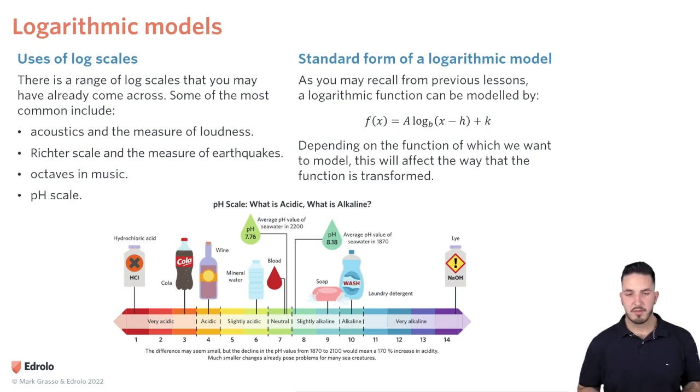The standard form of a logarithmic model, you may recall from previous lessons, a logarithmic function can be modeled by f of x equals a log base b of x minus h, plus k. Depending on the function that we want to model, this will affect the way in which the function is transformed. Again, we'll look at some of these in upcoming examples.